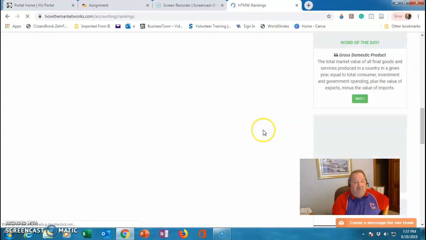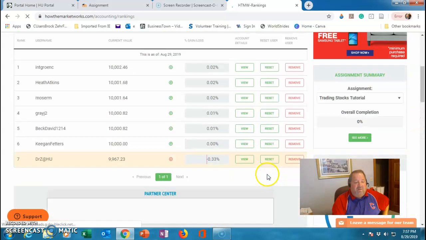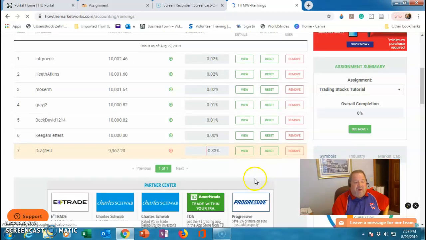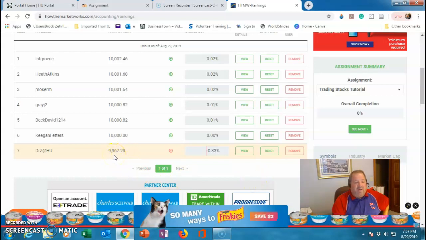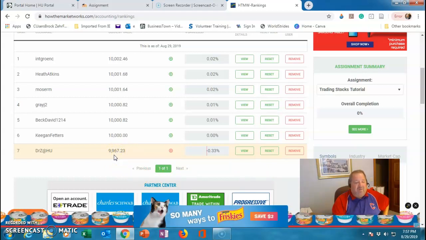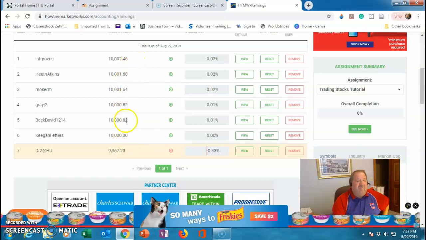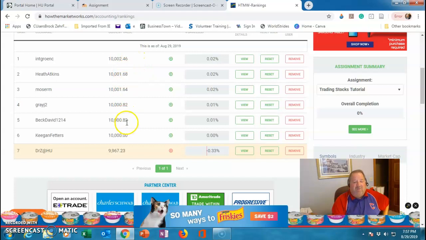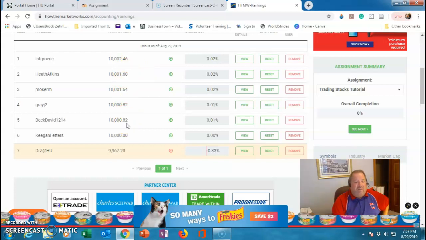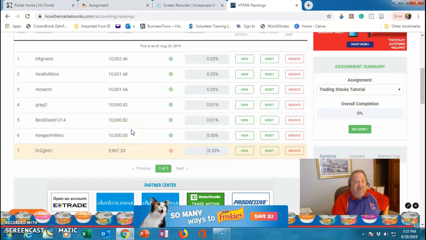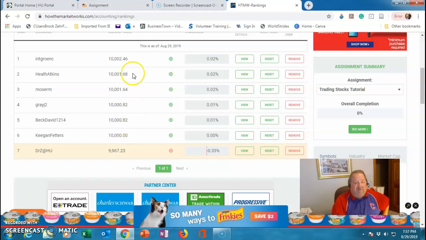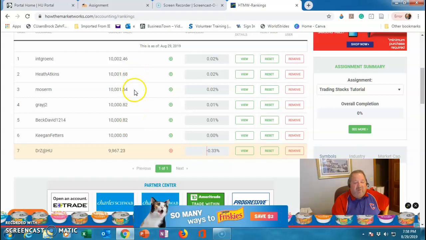And lo and behold, wow, I'm at the bottom right now. I've made a few trades and obviously lost some money. So right now I'm at the bottom. It looks like 6 others of you have registered for the game. You've made some interest. Doesn't look like you've made any trades yet. Obviously the goal of the game is to make as much money as possible, so you'll be making trades to try to increase this portfolio over time.